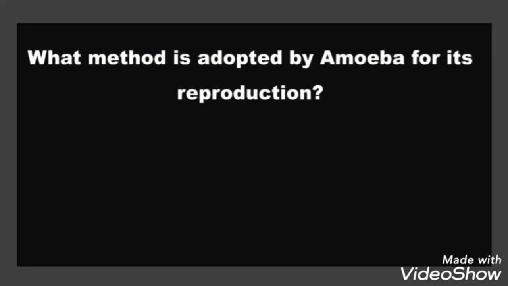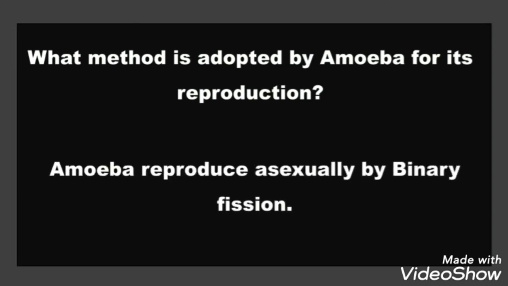Question number 3. What method is adopted by amoeba for its reproduction? Answer. Amoeba reproduces asexually by binary fission.